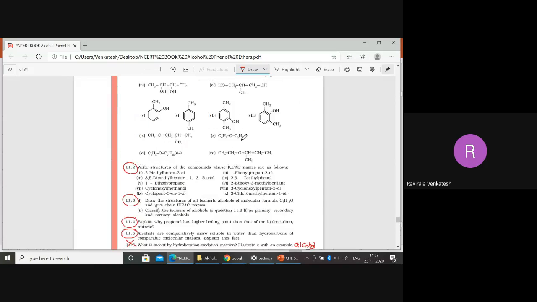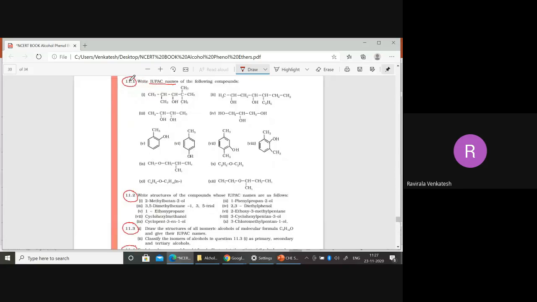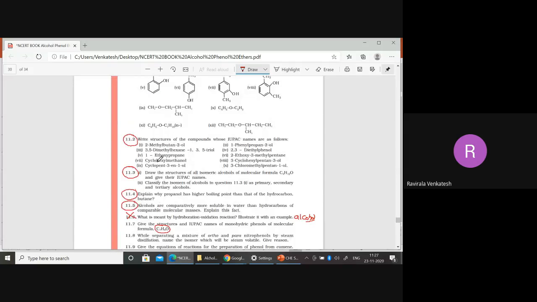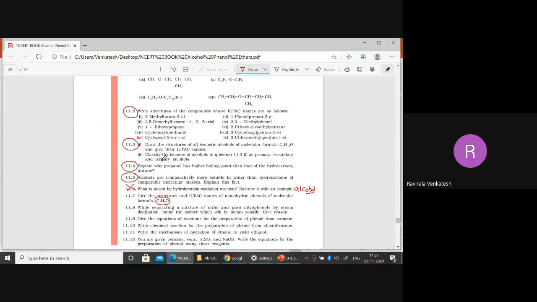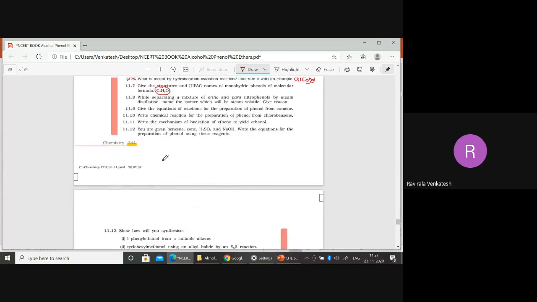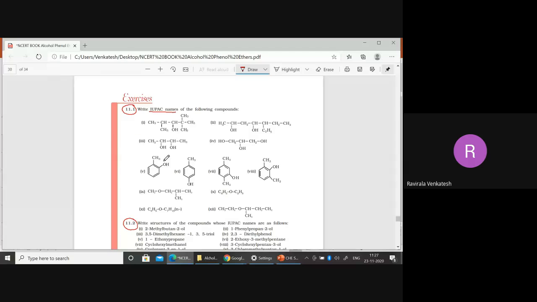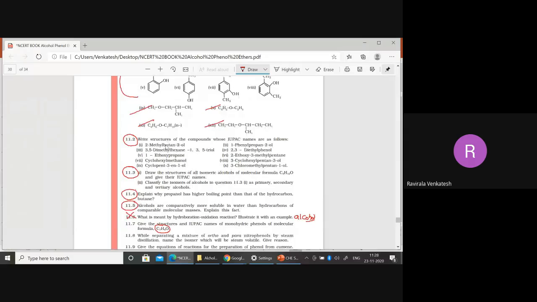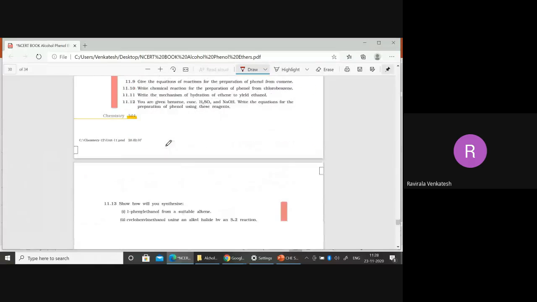Already I think you completed 11.2, 11.3 in alcohols, no? The same: if you get any ether here, you write it down. This one is ether, this one is ether, this one is ether. The remaining you have already completed in alcohols. Where are the ethers? This one is ether, this one is ether. You select those ether groups, wherever an ether is there, write it down.